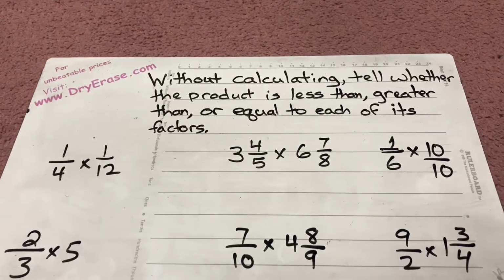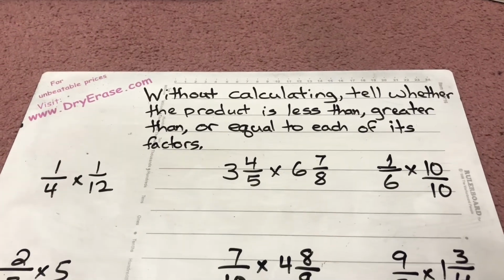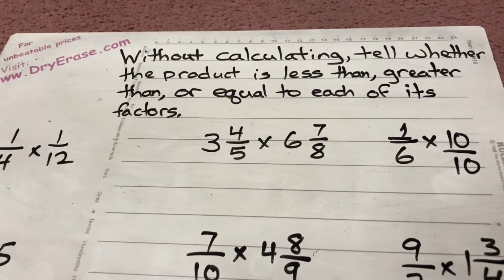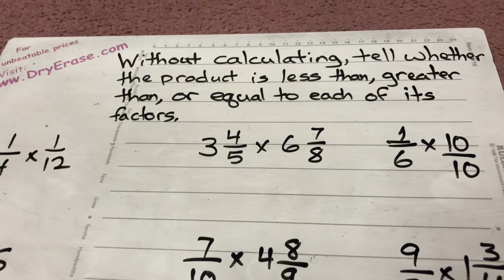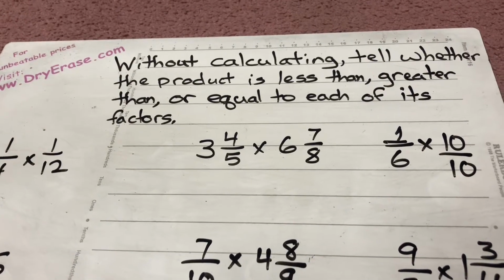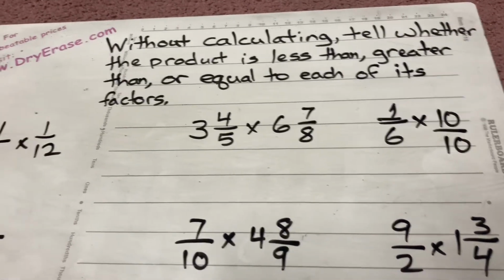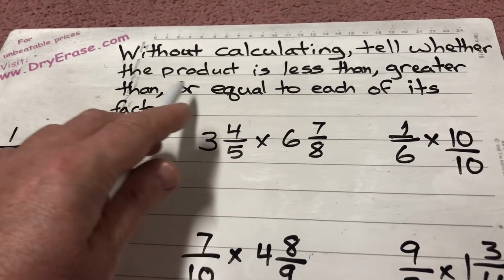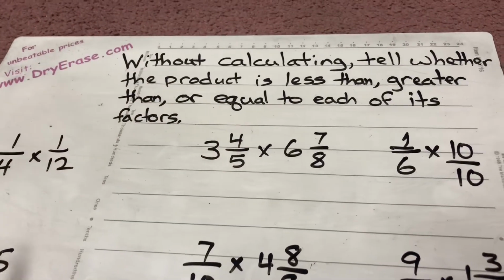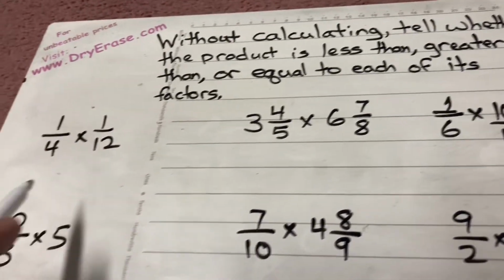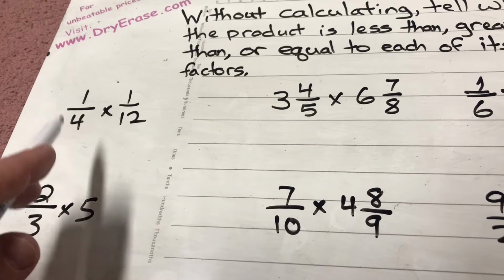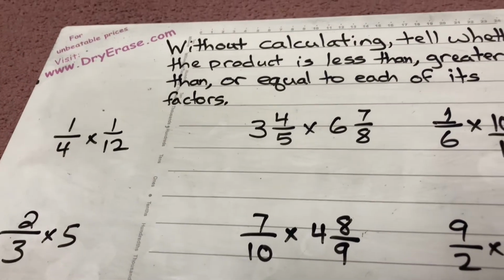All right, fifth grade. So we're going to be finishing up chapter 9 here today. This says, without calculating, tell whether the product is less than, greater than, or equal to each of its factors. Well, first of all, the product, remember, is the answer to a multiplication problem. The factors are the numbers in the problem. Like in this first one, 1/4 times 1/12, 1/4 and 1/12 are the factors.